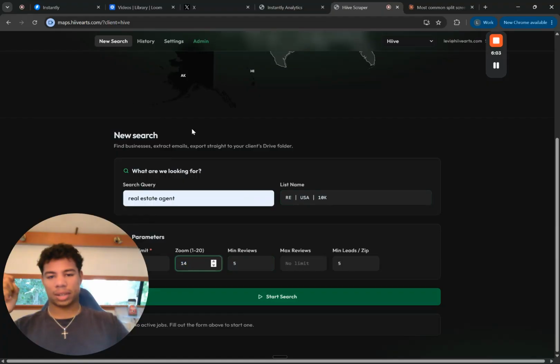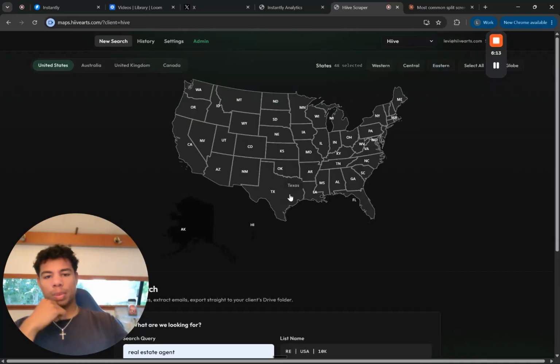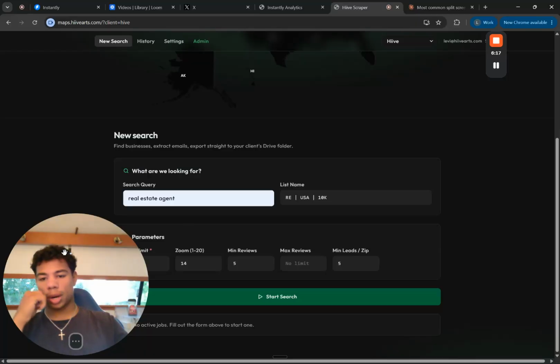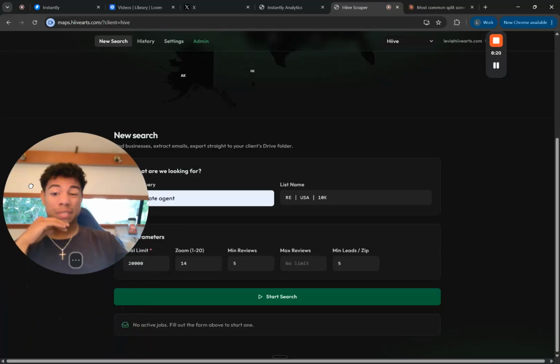And then we can do minimum max reviews. This is just some sort of technical stuff of like how zoomed in the query is, and then minimum leads per zip, which is a technical thing about how long do we want it to scrape if it's not pulling many leads. But this is a very, very powerful tool, and it's very, very cost effective. Some of the cheapest scraping ever. Couple bucks per 10,000 leads, if even.